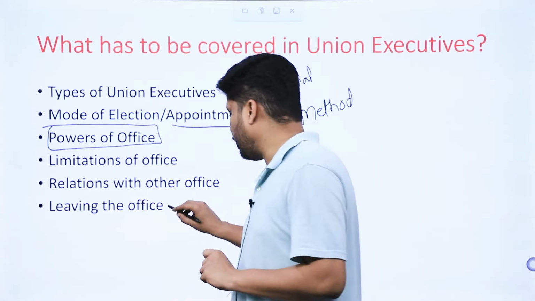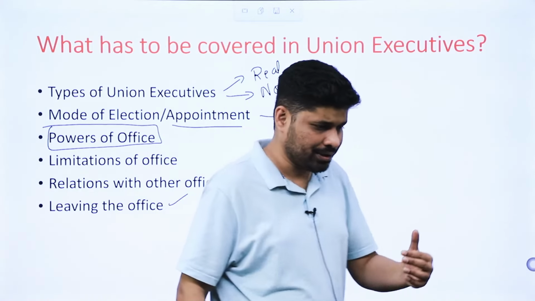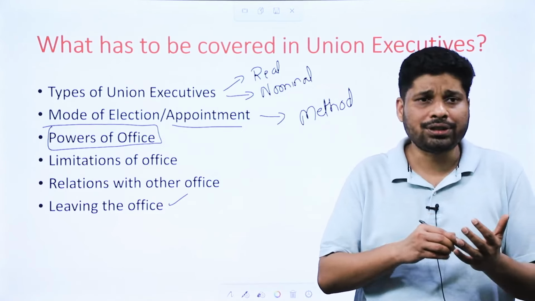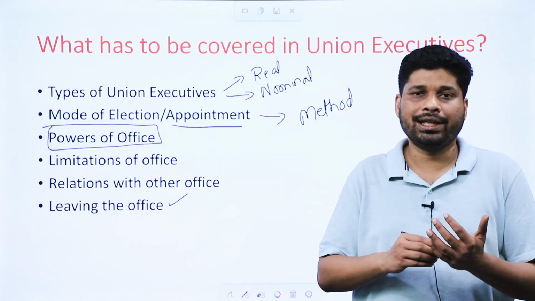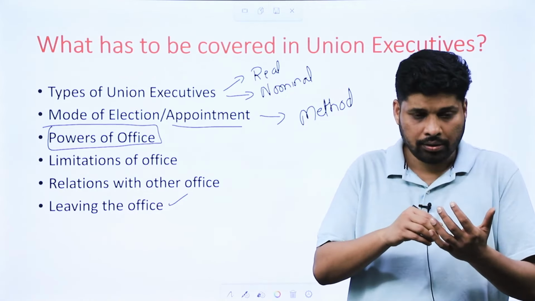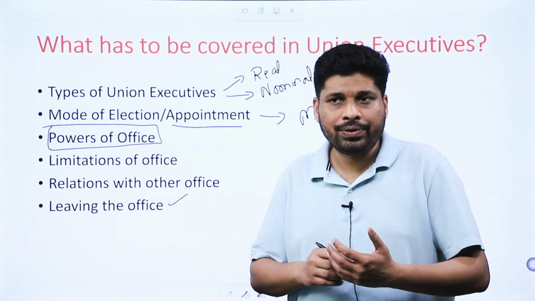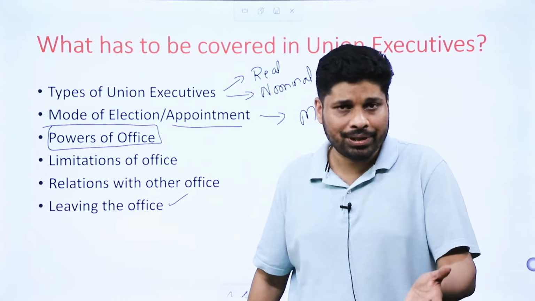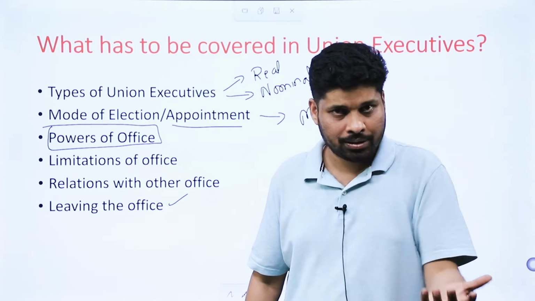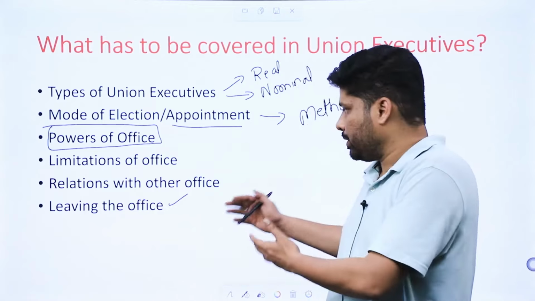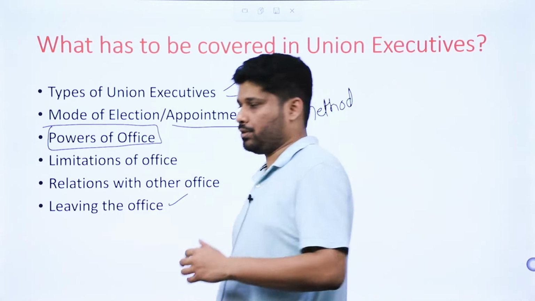And then leaving the office. That means how a person holding a particular executive office can be removed from office or how he can remit his office. The most appropriate examples here are the way in which a person may lose the office of Prime Minister, or the method through which the President might be impeached. These two are basically the most appropriate examples. Now let us look at the previous year's questions.